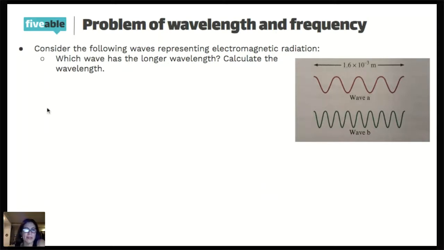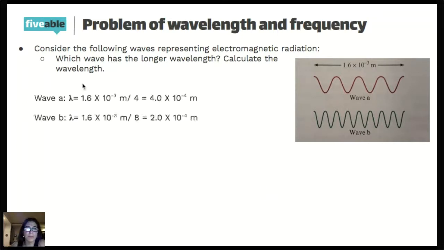A way to do this is to divide this distance by the amount of waves that we can see here. And we see from this point to the next, 1, 2, 3, 4. 4 waves are being shown here on the red one. That's why we divide the distance that is given by 4. And we'll get a wavelength of 4 times 10 to the negative 4 meters. Don't forget the significant figures. If the given has 2 significant figures, we must give our answer with 2 significant figures.